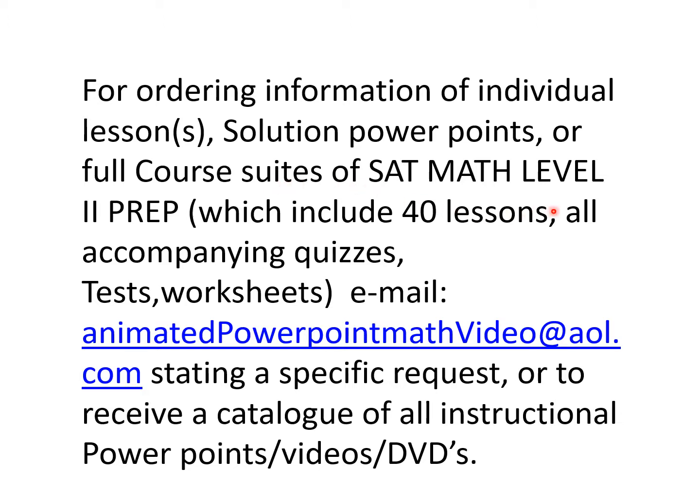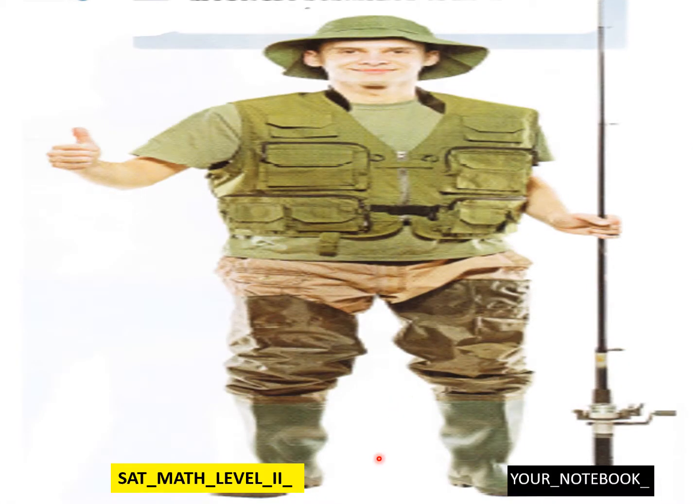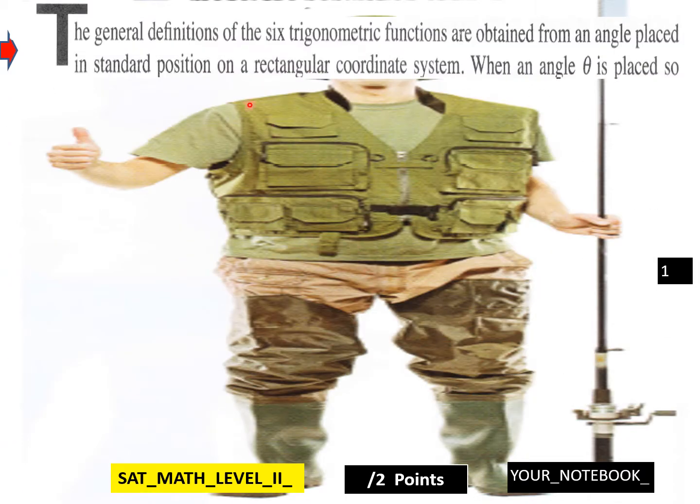Hello everybody, we're getting ready to do Chapter 7, Classwork, Lesson Part 1, SAT Math Level 2 Prep. It is 14 points on your notebook guide, Chapter 7, Trig Functions, Part 1, and then 10 points on your classwork sheet, so mostly taking notes. Name, date, period, in my class, due date, online, homeschool. Page 1 of Chapter 7, Part 1.